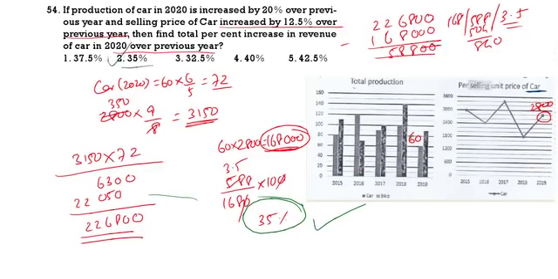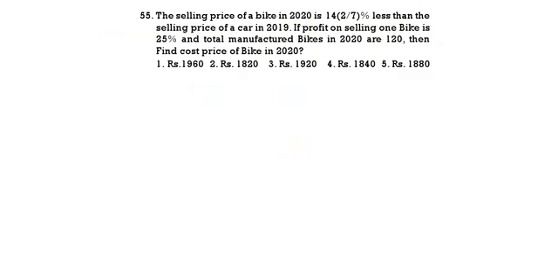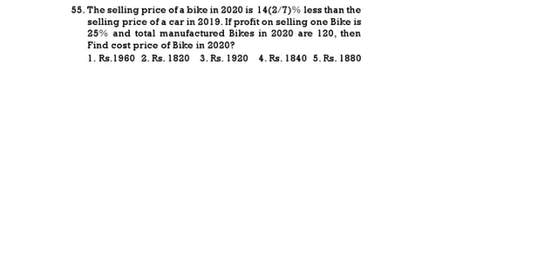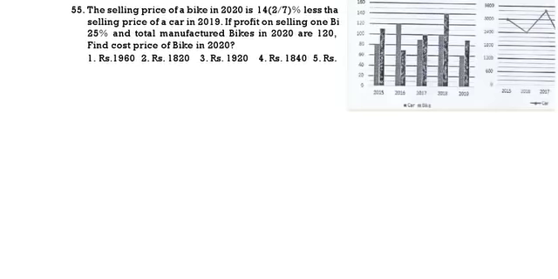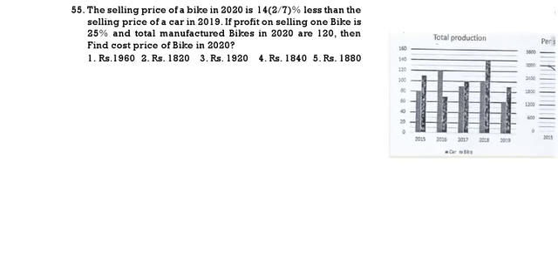See the next question. The selling price of the bike in 2020 is 14 2/7 percent less.